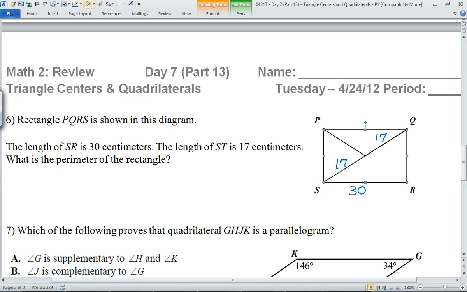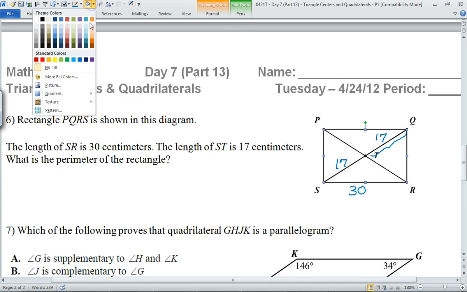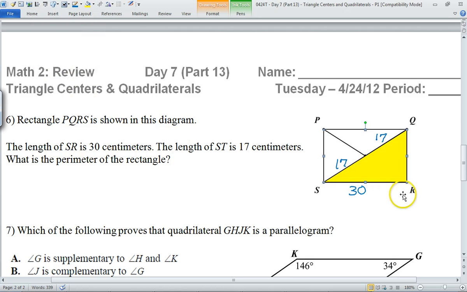All right? Focus on this yellow triangle that I just made. If we can do the Pythagorean theorem on the yellow triangle, that will give us the side of the rectangle. That's the key to the problem. So, because I've got the double 17, what's the total length that I just found? 34. That means this total length right here is 34.